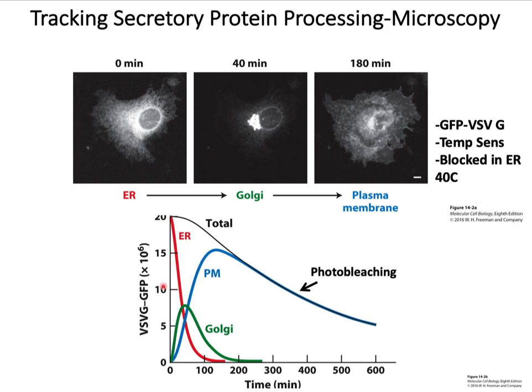You will notice the GFP VSV-G in the plasma membrane is going down after 180 minutes, and you may be wondering why. It has been suggested that photobleaching is going on. It is not that the cell is losing the GFP; it is subject to photobleaching, so that's normal. That is why you are likely seeing the decline in the fluorescence.